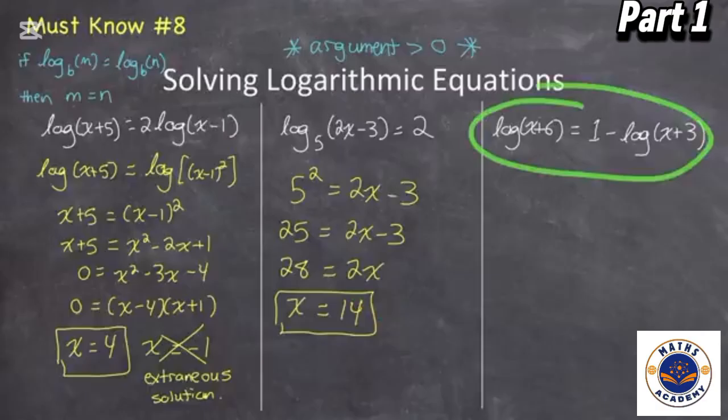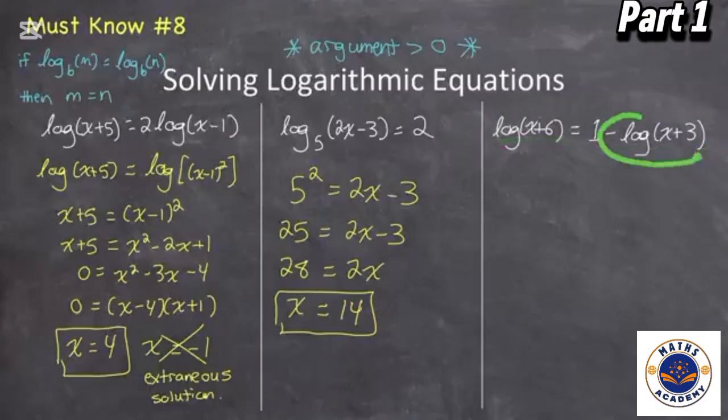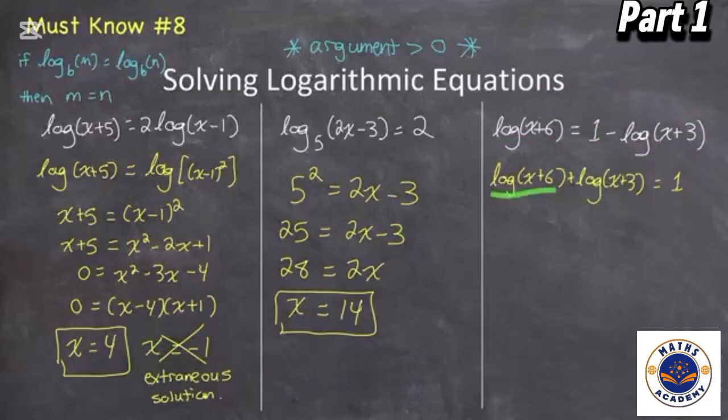In the last log equation, I see two terms that have an x, so let's get them on the same side of the equation. So I'll take this negative log, add it to the other side. And now two logs being added, where the logs have the same base, I can use the product rule to combine those as a single logarithm by multiplying the arguments. Multiplying the arguments gives me x squared plus 9x plus 18.